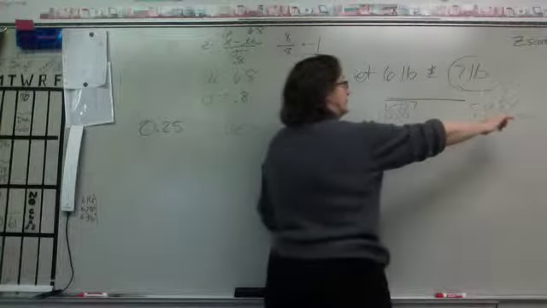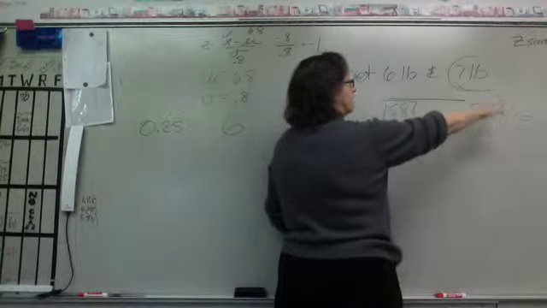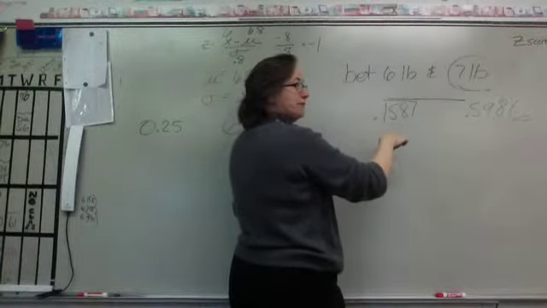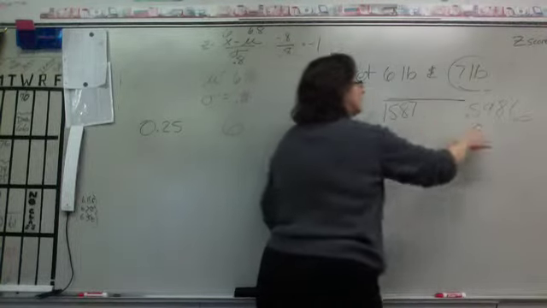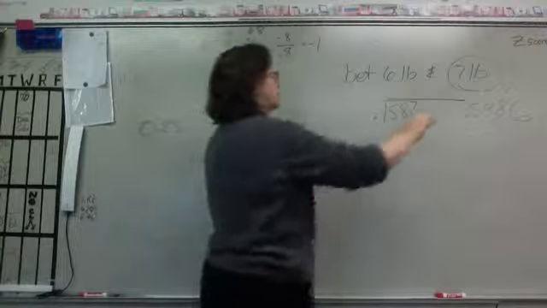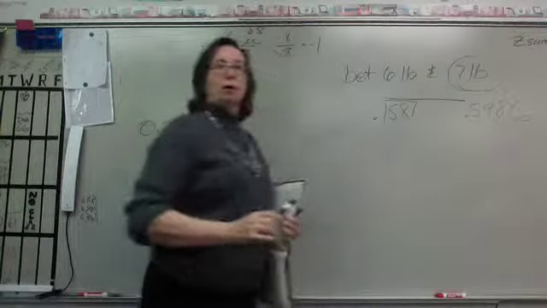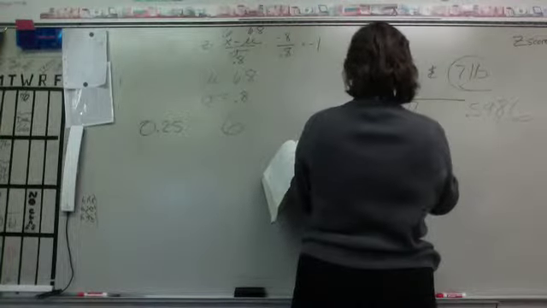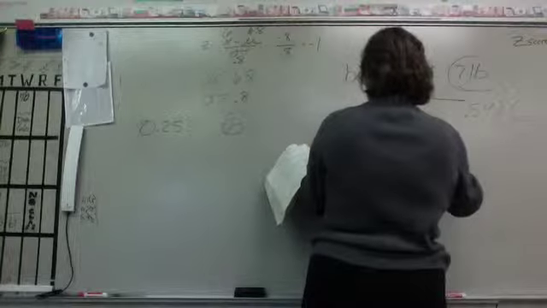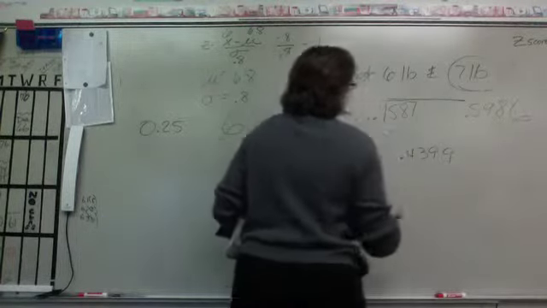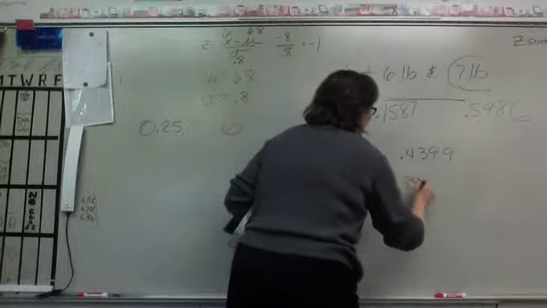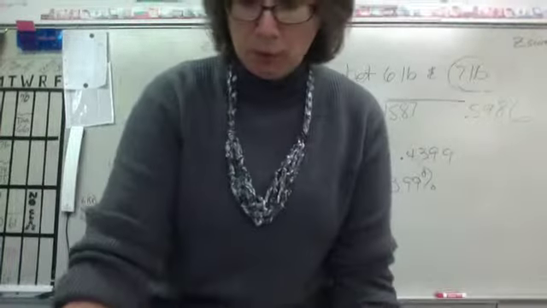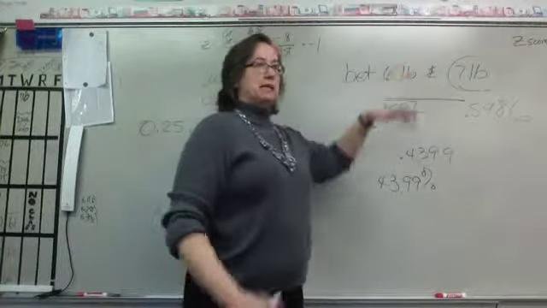Does everybody understand that this is the percentage of the data that lies to the left of 7 pounds? And this is the percentage of the data that lies to the left of 6 pounds. So then I subtract the two. Somebody subtract 0.5986 minus 0.1587. So you get 0.4399. And what does that mean? 43.99% of all the babies born in the hospital weighed between 7 pounds and 6 pounds.